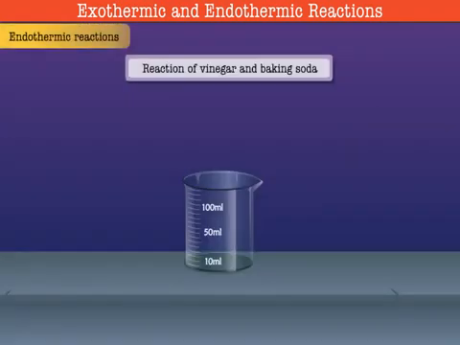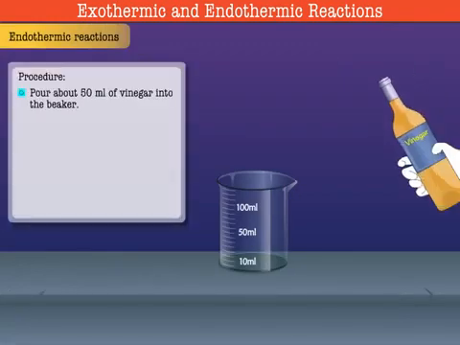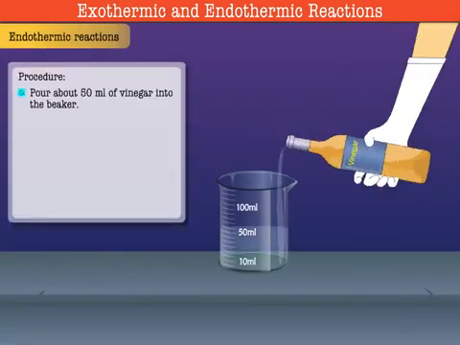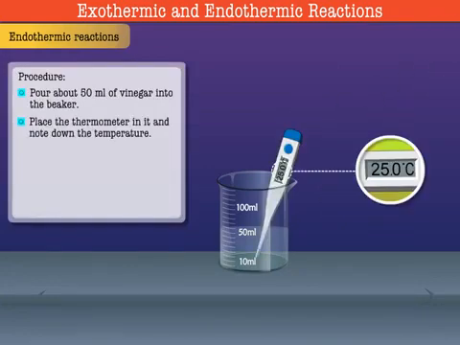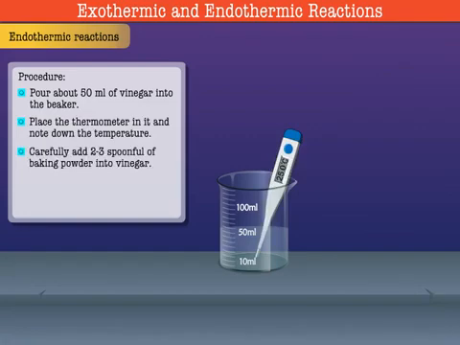Let us understand another reaction where there is absorption of heat. Pour about 50 ml of vinegar into a beaker. Place a thermometer in it and note down the temperature. Now carefully add 2 or 3 spoonsful of baking powder into the vinegar.